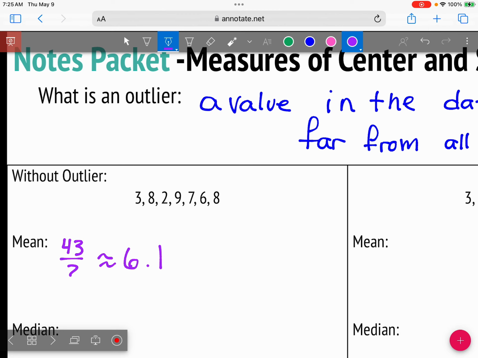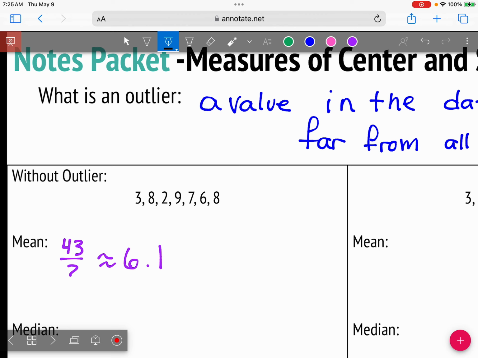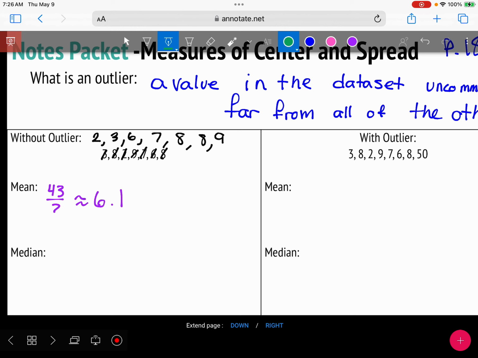Then we're going to find our median. That means I do need to put these in order. So putting these in order, we have 2, 3, 6, 7, 8, 8, and 9. So what's our median? 7. So our mean and our median aren't far off from each other. They're fairly close. They're within one number of each other. 6.1 and 7 are not awful.